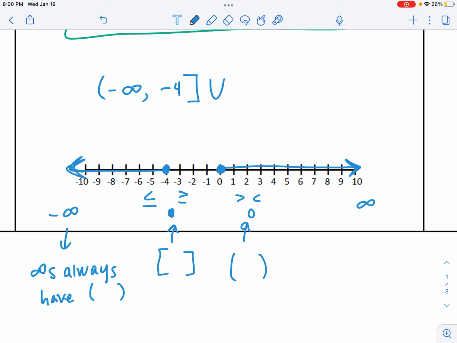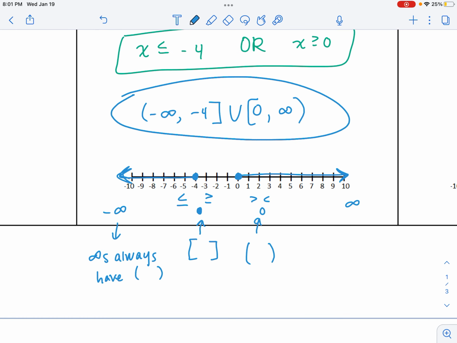So if you have to use more than one, you put a U in the middle. Now it looks like I pick back up at this 0, and 0 has a closed circle, so I put a bracket. I use another comma to separate my numbers, and it looks like I never stop. So I end at infinity, and infinity always has parentheses.